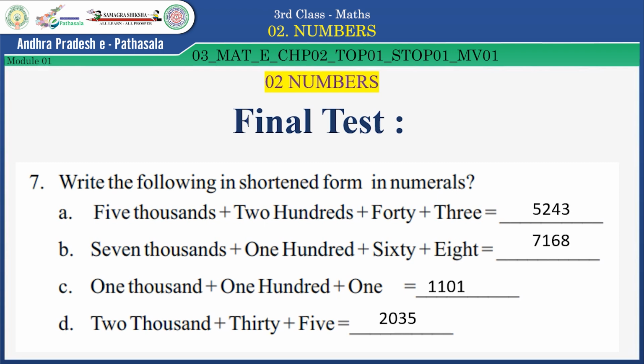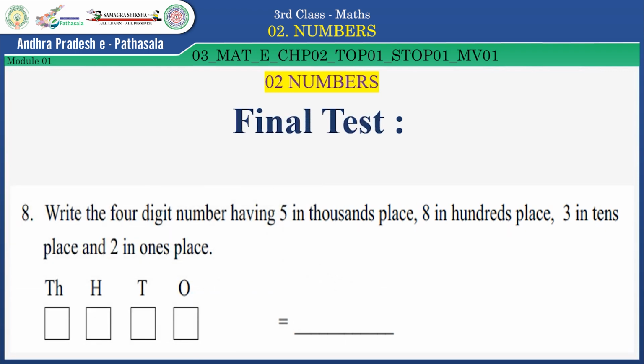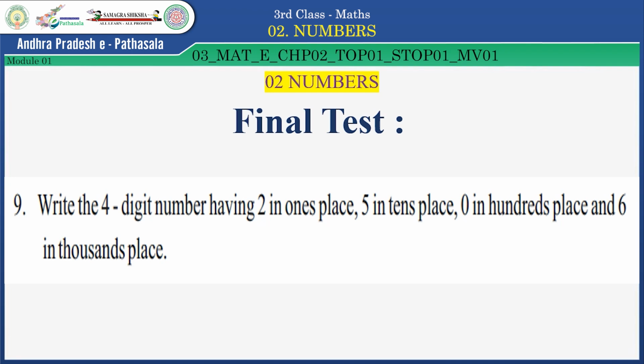Students, write the 4-digit number having 5 in thousands place, 8 in hundreds place, 3 in tens place and 2 in ones place. Very good, students. Next question. Students, write the 4-digit number having 2 in ones place, 5 in tens place, 0 in hundreds place and 6 in thousands place. Very good, students. Next question.